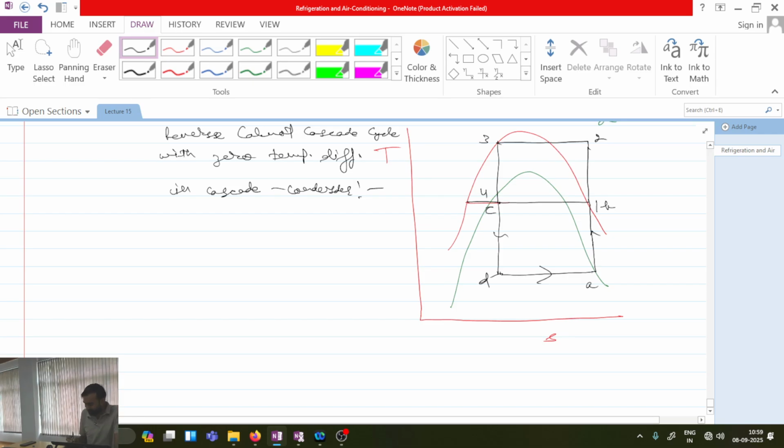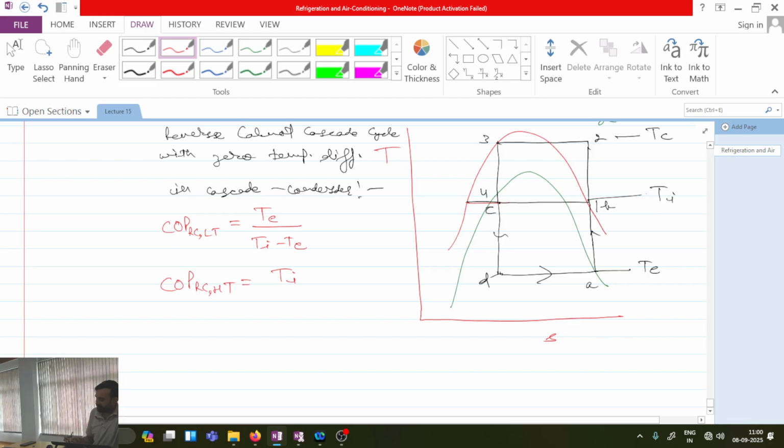Now, if this is the situation, then this will be the evaporator temperature Te, this will be the intermediate temperature Ti, and this will be the condenser temperature Tc. All of you agree to this? Now, what will be the COP of the lower cycle? COP of RCLT will be Te by Ti minus Te, and COP of RCHT will be Ti divided by Tc minus Ti. All of you agree to this?